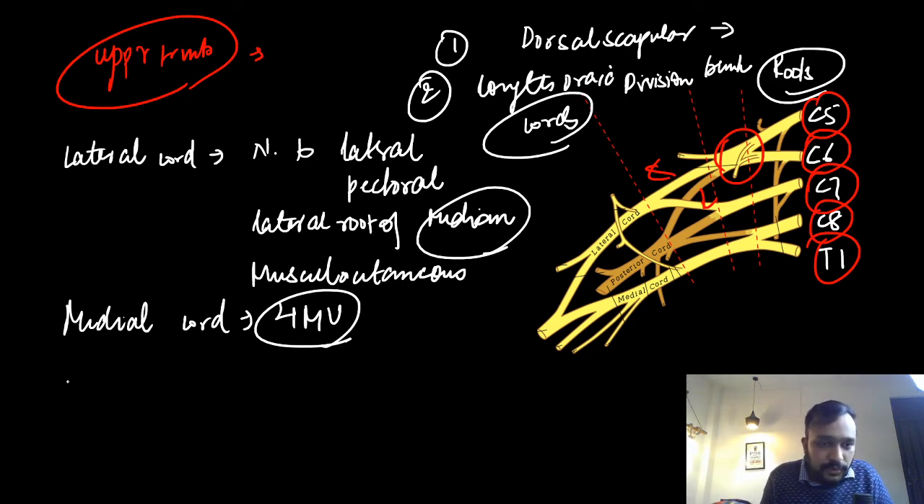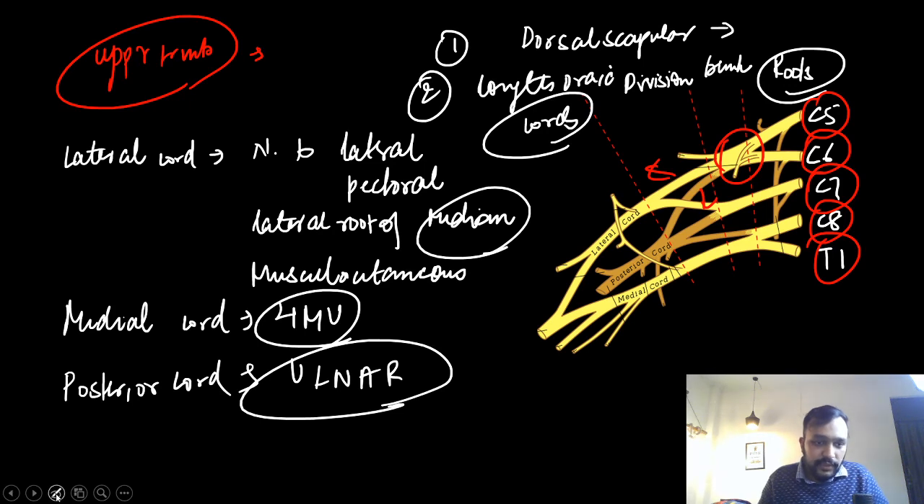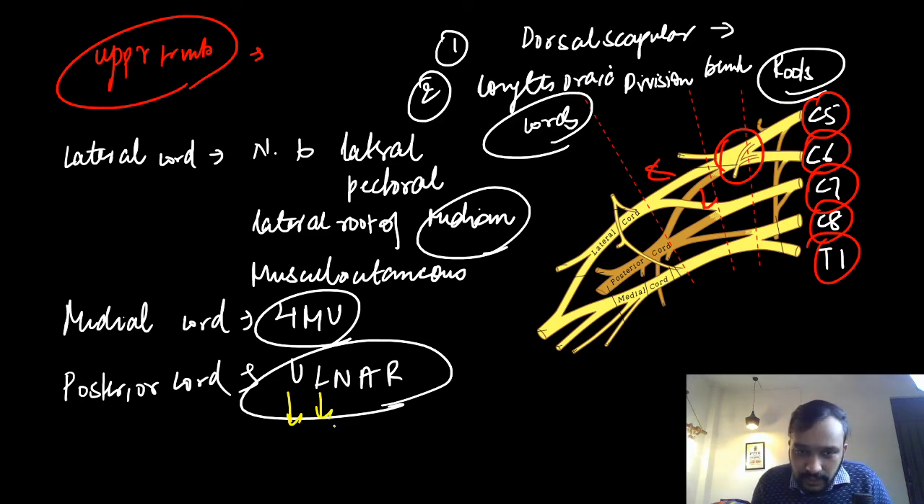Talking about the posterior cord, we have the mnemonic, that is ULNAR. ULNAR is the mnemonic to remember the branches of the posterior cord. So where U stands for upper subscapular, L for lower subscapular. So we all know upper and lower subscapular is going to supply your subscapularis muscle.